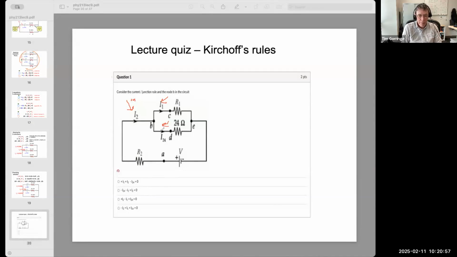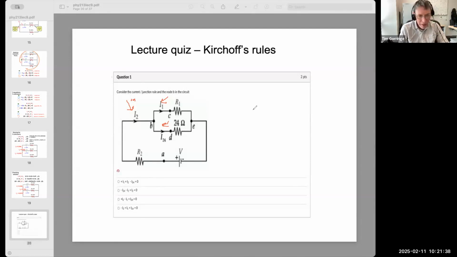So if we're thinking about the currents flowing in and out, Kirchhoff's current rule is that the amount of current flowing out must be equal to the amount of current flowing in. We're going to lose or gain no charge. So I1 plus I24 is the total current flowing out, and I2 is the total current flowing in. So I could write the result as the current flowing in, which is I2.